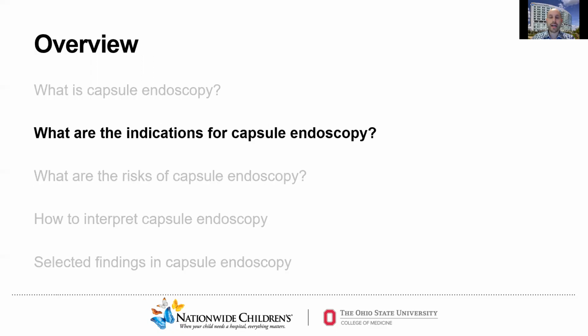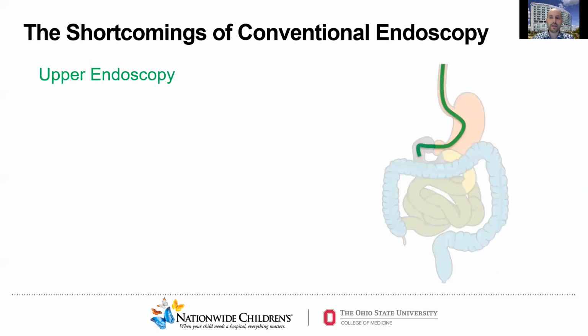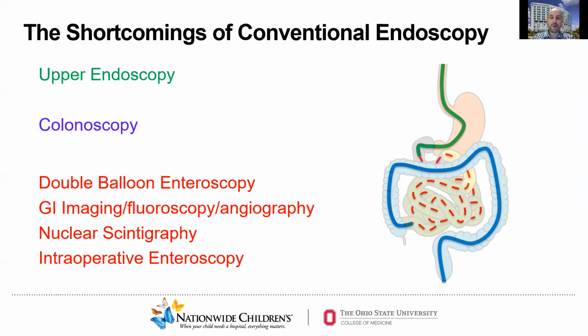So what are the indications for capsule endoscopy? Well, with conventional endoscopy, such as upper endoscopy, the upper endoscope can only reach about the second portion of the duodenum. If one wants to interrogate the lower GI tract, the colonoscope can interrogate up to the terminal ileum. However, that leaves a lot of small bowel in between. To interrogate the small bowel better, one can use double balloon enteroscopy, GI imaging, fluoroscopy or angiography, nuclear scintigraphy, or intraoperative enteroscopy. However, video capsule endoscopy is sometimes used for its advantages over these other procedures.